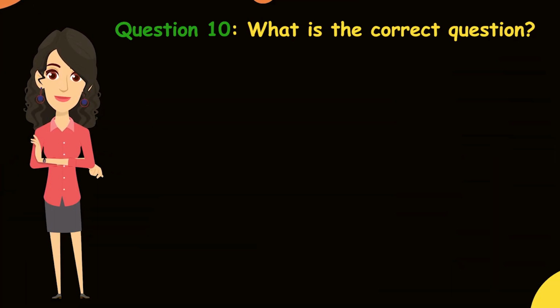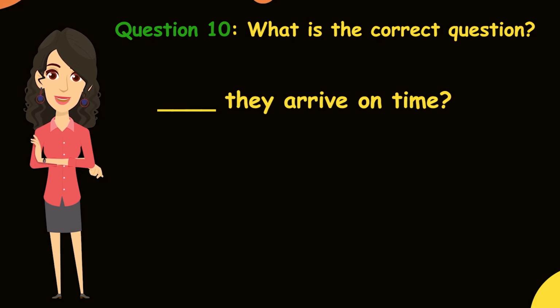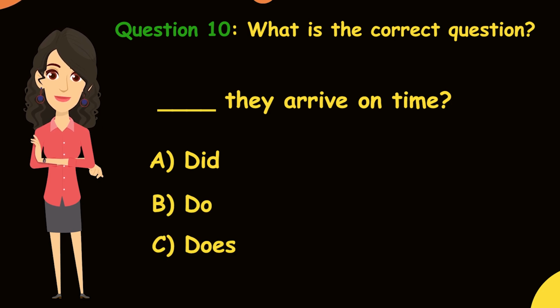Question 10. What is the correct question? They arrive on time? Did? Do? Does? The correct answer is A. Did they arrive on time?